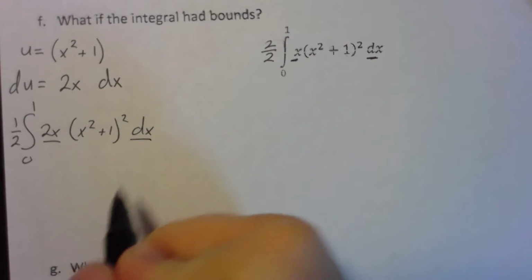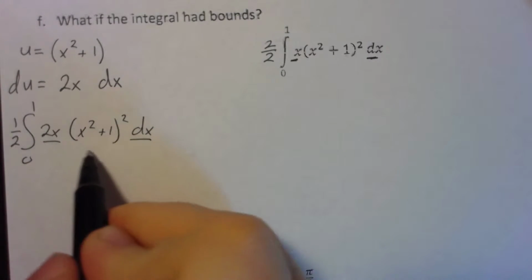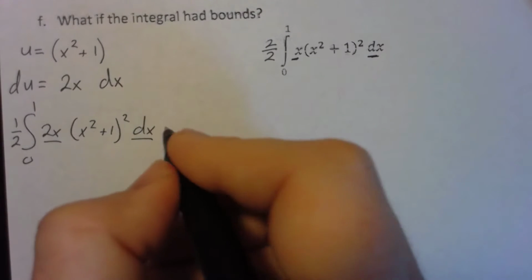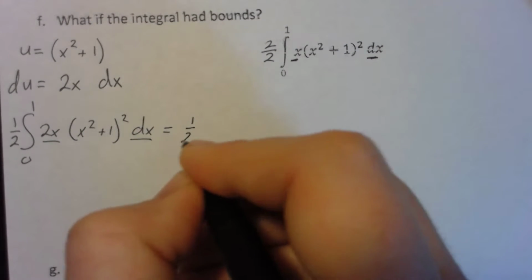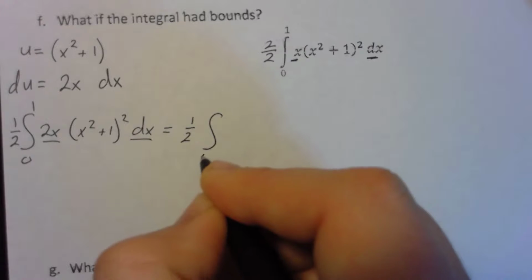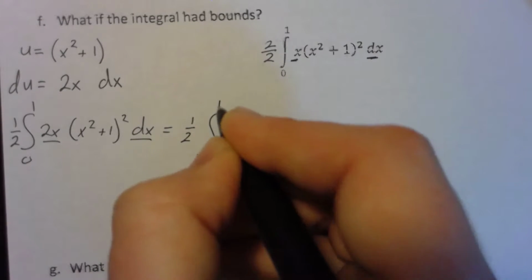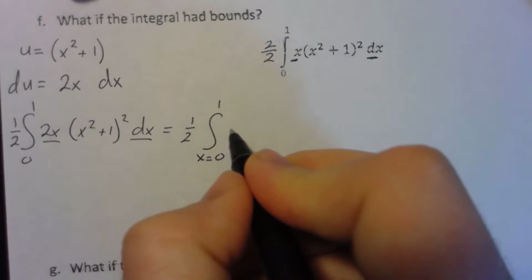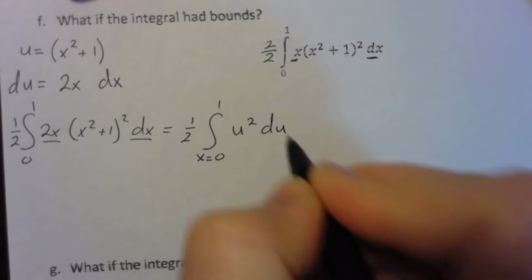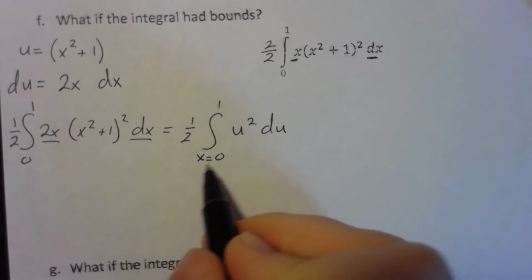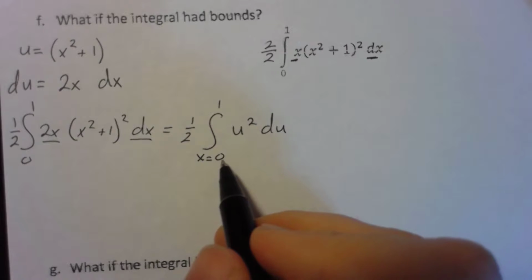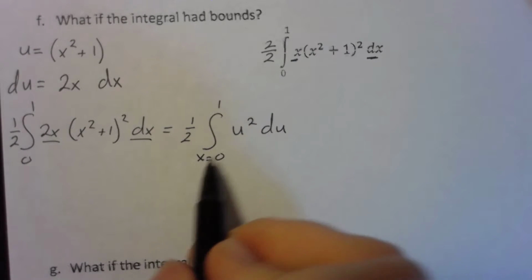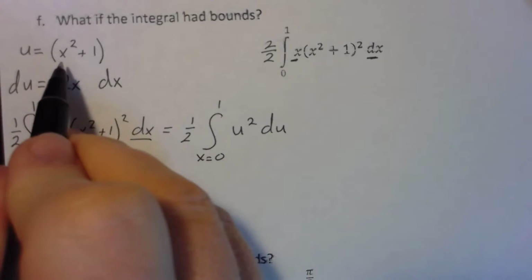The 2x dx is my du, and this inside right here, x squared plus 1, becomes my u. So this integral is 1/2, and this is where it's important that we make note of this, x equals from 0 to 1 of u to the power of 2 du. The reason why it's important for us to make note that this is x equals is because, yes, we could change the bounds on this integral such that they're in terms of u.